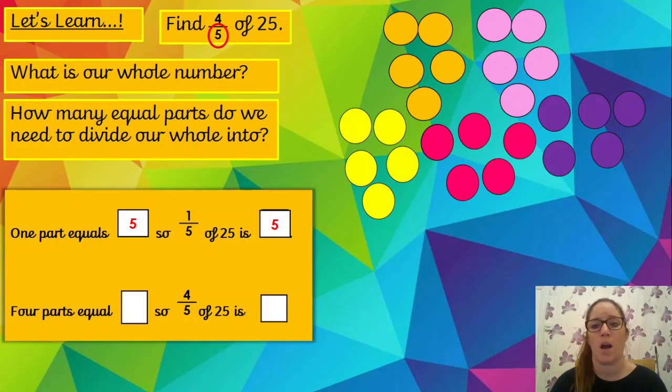What does 4 parts equal? I've got 25 counters, and I've got 5 equal groups. So let's have a look at 4 of the groups. So let's count yellow, orange, pink and dark pink. We've got 5, 10, 15, 20. So 4 parts equals 20, which means 4 out of my 5 parts, so 4/5 of 25 is 20.